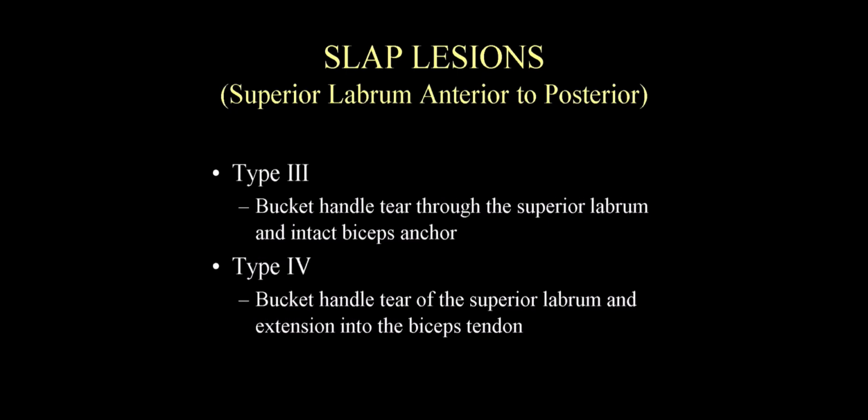Going to type 3 and 4, these are bucket handle tears. So think to the knee when you have the bucket handle tears, more commonly of the lateral meniscus. That's when you start to have migration of a torn fragment. So if you have a bucket handle tear through the superior labrum, it's going to start to droop into the more inferior part of that superior joint space. But with type 3, your biceps itself is going to be intact. Type 4 is when you start to have propagation of the tear into the biceps tendon itself, and usually it's going to be like a longitudinal split tear pattern.